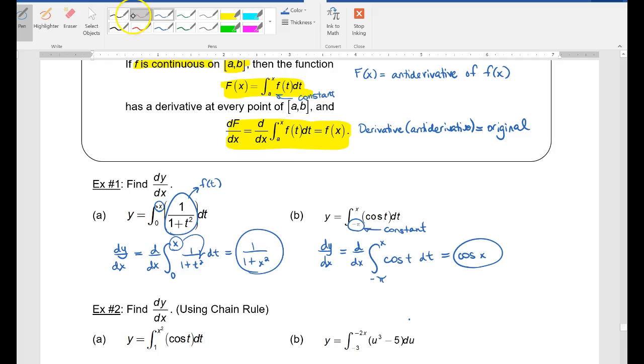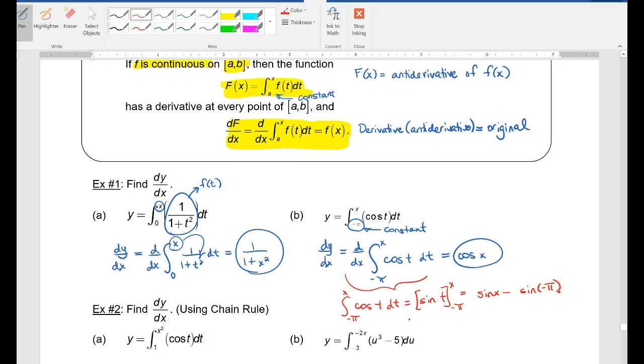Now, you're wondering how this works, okay? Let's say we went the long way. Let's say we did this problem by actually finding the antiderivative. So what's the antiderivative of cosine? That's sine. And we want to evaluate this from negative pi to x. So we have sine x minus sine of negative pi.